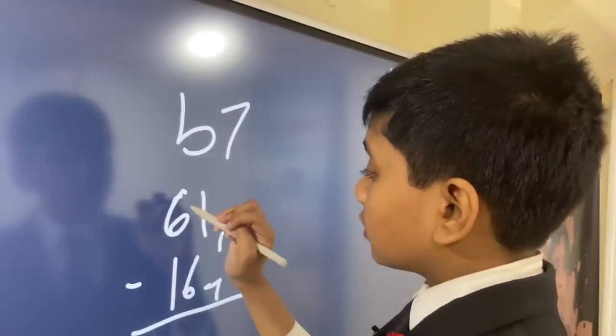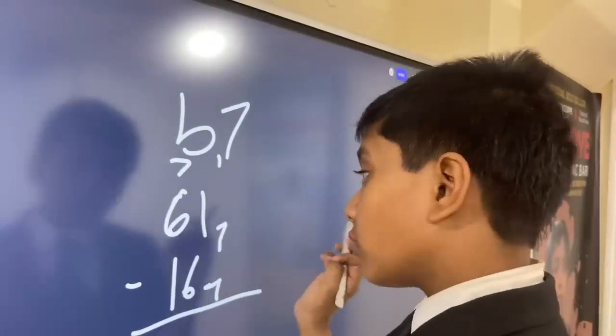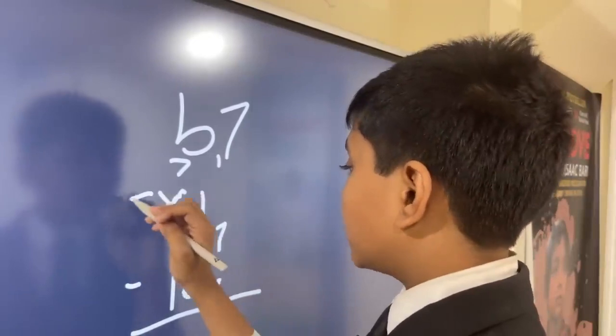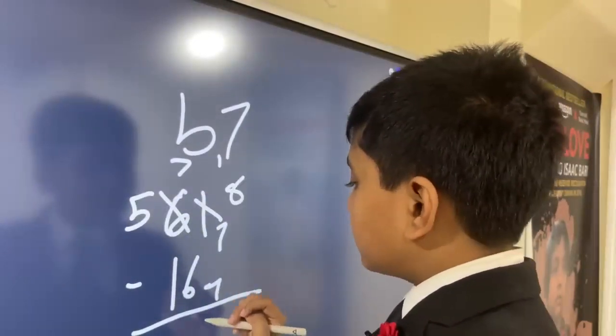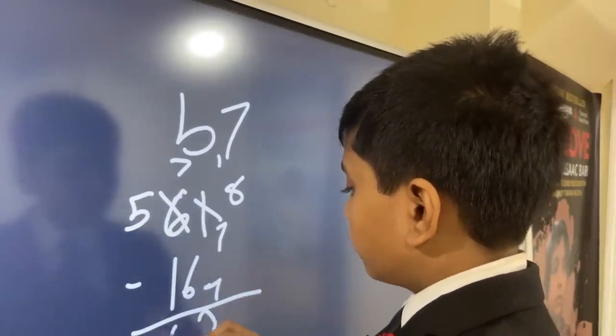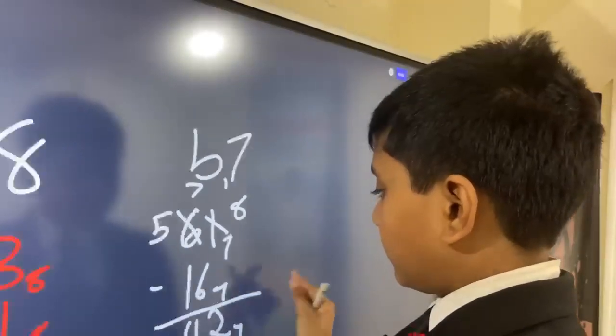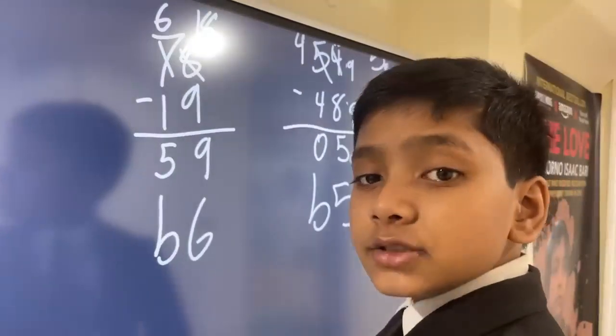So here, this is the 1's place and this is the 7's place. What we're going to do is borrow a 7, and this is going to be 1 plus 7 is 8. 8 minus 6 is 2. 5 minus 1 is equal to 4. 42 base 7.